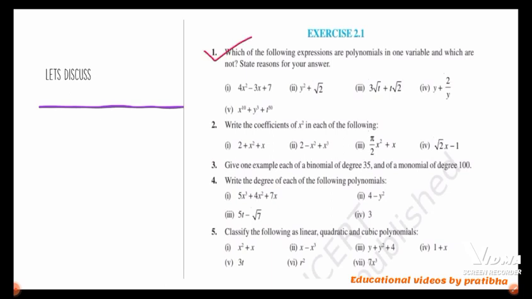Now let's discuss the examples based on the expressions. The question is, which of the following expressions are polynomials in one variable and which are not? State reason for your answer. Before going to that question, let's see. One variable means we have to check for the presence of only one variable, and we also have to give the reason.